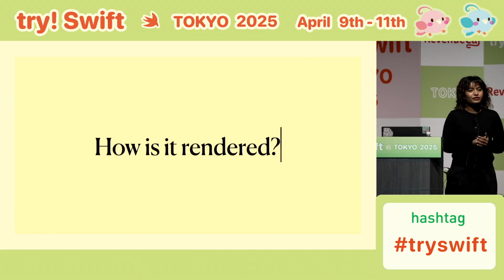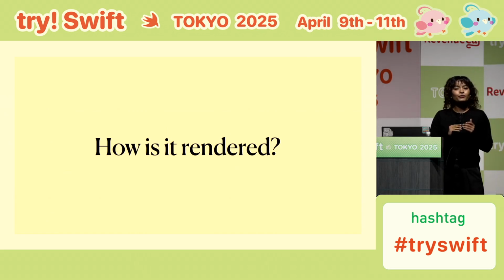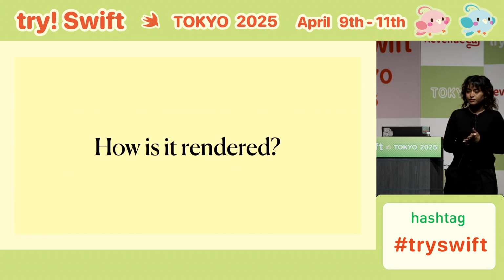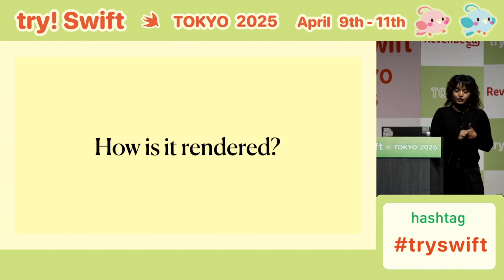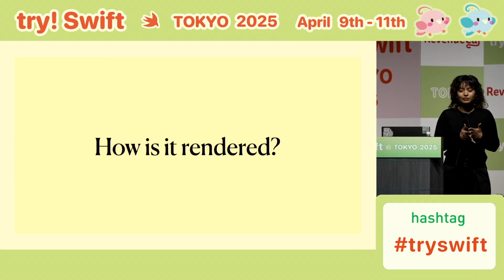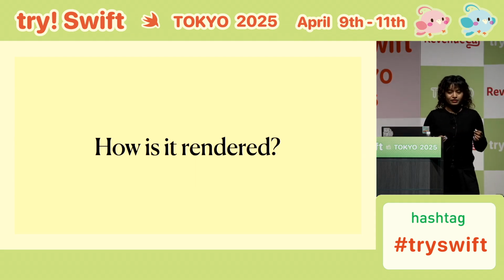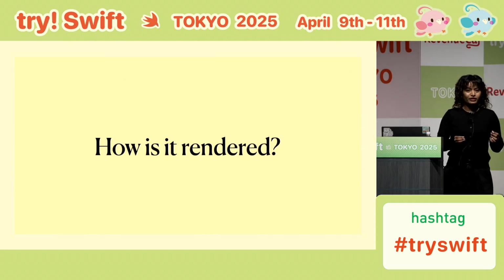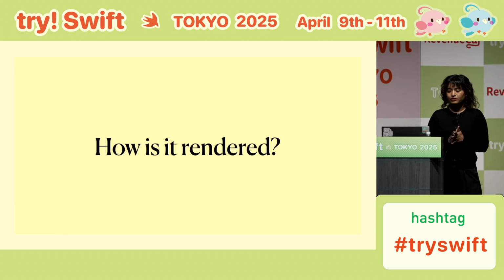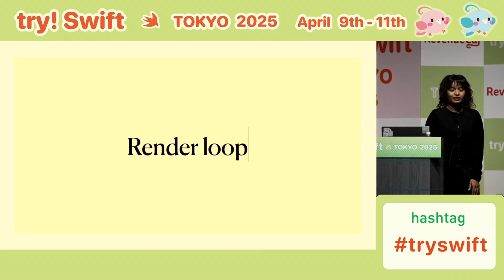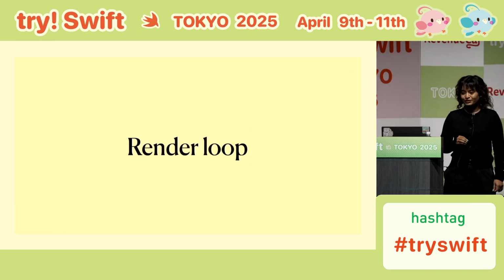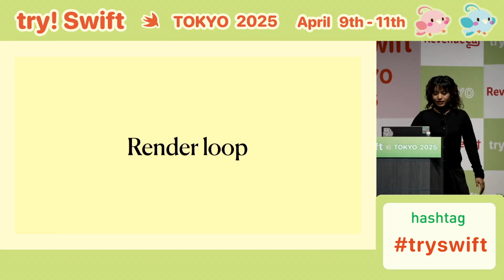But have we ever asked this question? How was this view rendered on screen? How does SwiftUI code get converted into the display? Perhaps we have, perhaps we haven't. So our question for today is, how is this view or any SwiftUI view rendered on the display? And the short answer to that question is the render loop. Let's try to understand what that is.